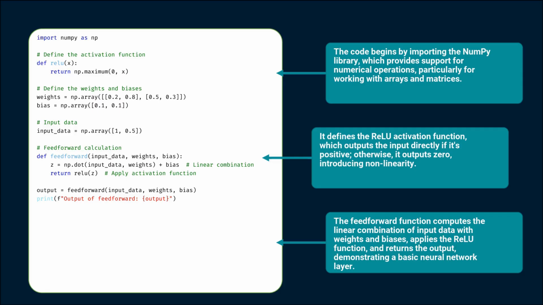Finally, we test our implementation by running the feed-forward function with sample input and printing the output. This straightforward code structure effectively illustrates the core principles of how data flows through a single-layer perceptron and feed-forward propagation.